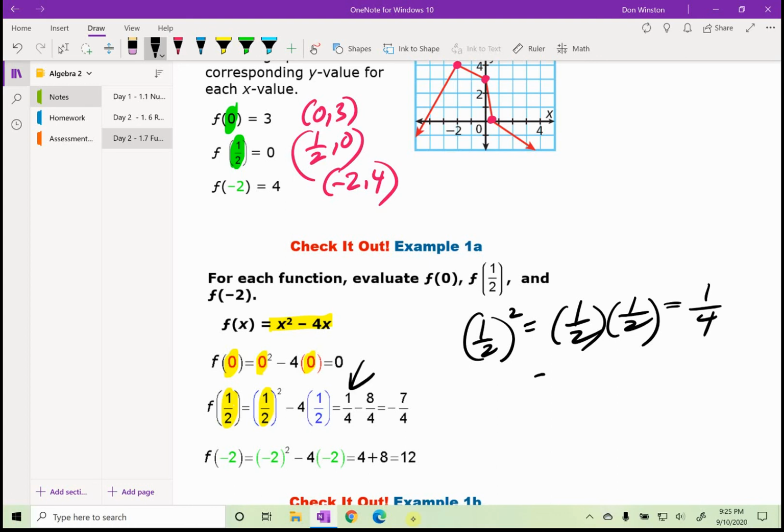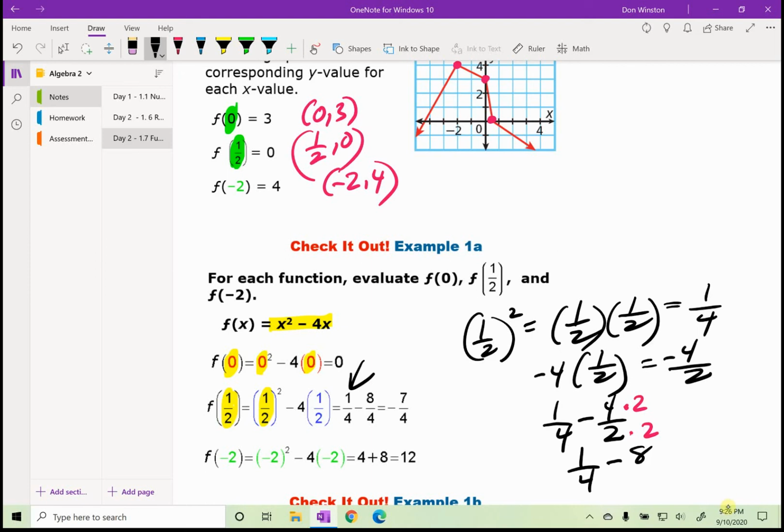Then we take -4, and we take half of that. Well, that's equal to -4/2. But we have 1/4 minus 4/2. And you remember you can only add and subtract fractions if they have the same denominator. So we have to multiply that by 2 and that by 2. And now we have 1/4 minus 8/4. And that gives us -7/4.